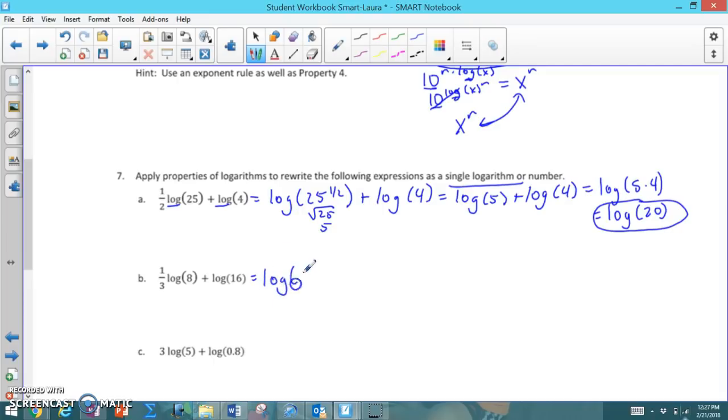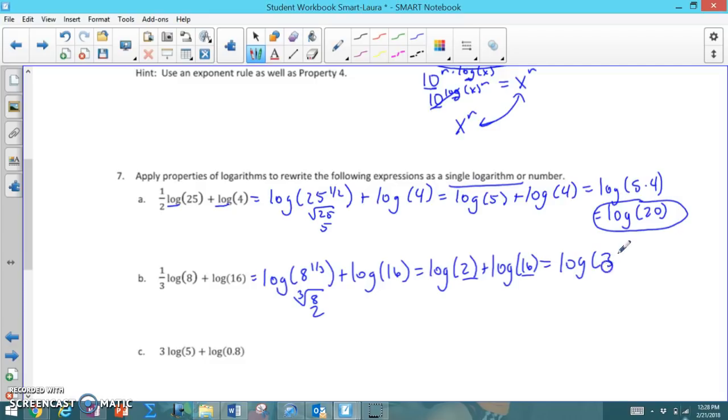For B, I did log of 8 to the 1/3 plus log of 16. And then I know that this is the cube root of 8, which is 2. So I rewrote it as log 2 plus log 16. And in this case, again, I do log of 2 times 16, so it's the log of 32.